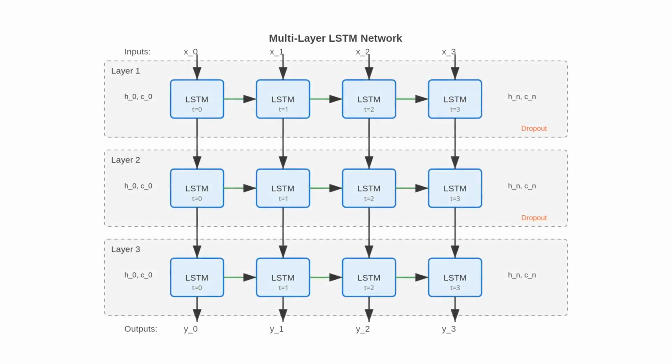This diagram illustrates how multi-layer LSTM networks are structured. When we stack multiple LSTM layers, each layer takes the output from the previous layer as its input. The information flows both horizontally through time and vertically through layers, creating a deep temporal processing network. This architecture allows the model to learn increasingly abstract representations of the sequence data at each layer.